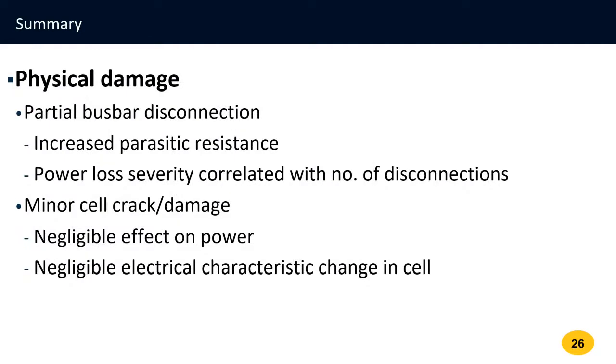Okay, then in terms of the physical damage aspect, partial disconnection of bus bars will result in an increase in the parasitic resistance, and the power loss severity is only really related to the number of disconnections, possibly patterns of those disconnections as well. And with regards to minor cell damage or cracks, it is likely only a negative effect on power and negligible effect on electrical characteristics. So there won't be an increased likelihood of mismatch within that module.